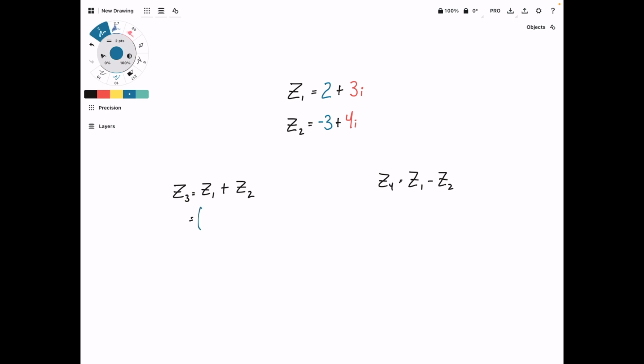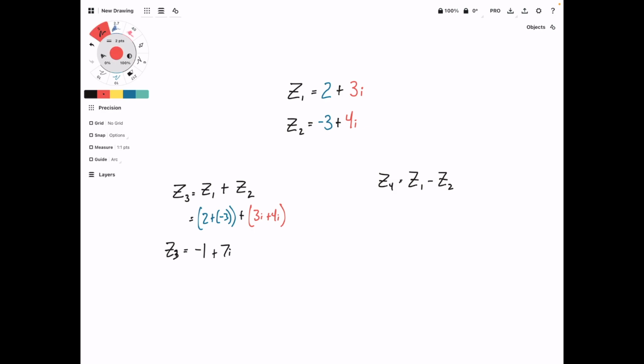To add them, we just add the real parts, which are going to be in blue, and then we add the complex parts, which are in red. So 3i plus 4i. This all comes out to be negative 1 plus 7i, and that's your answer, z3.